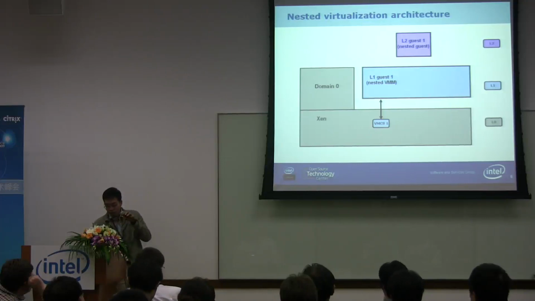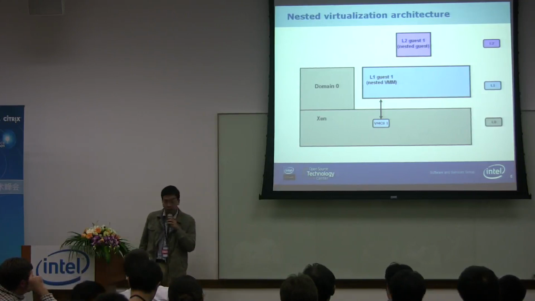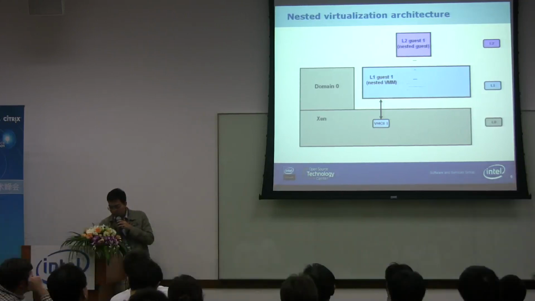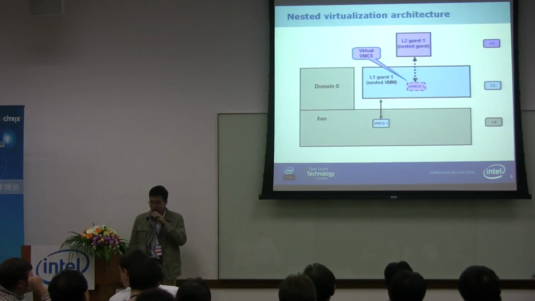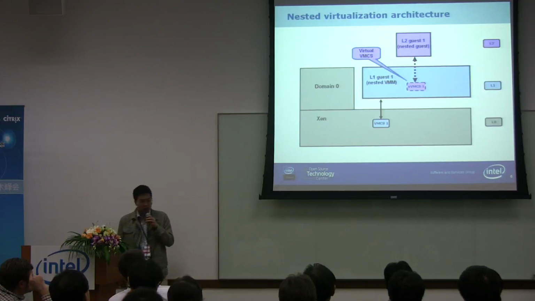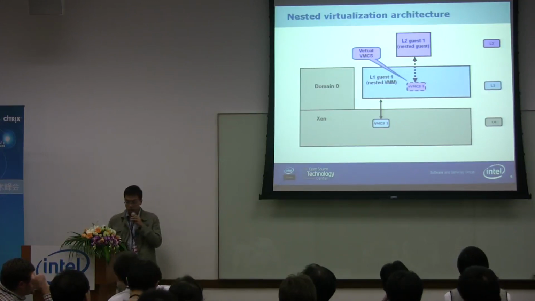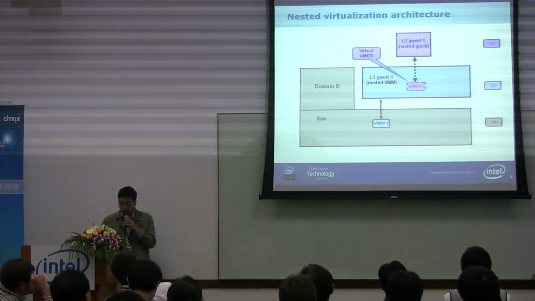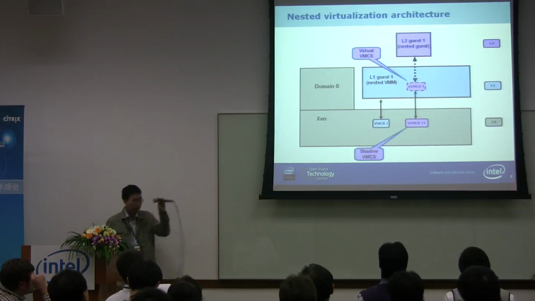So this level 2 guest, this nested guest, if we want to run, it should also have a corresponding VMCS. That VMCS is a virtual VMCS presented by the VMM. The level 1 guest sees this VMCS as the controlling VMCS of the level 2 guest, but actually it's virtual. It's something presented by the base VMM. So the base VMM, in fact, also has a corresponding shadow VMCS.